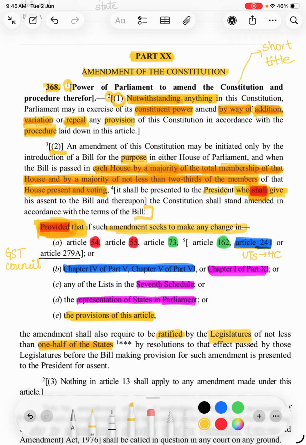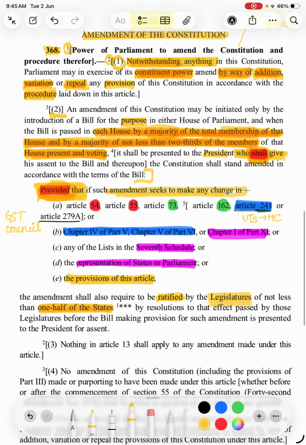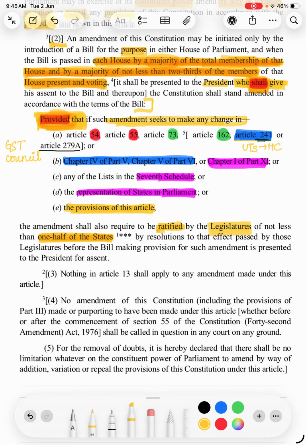So it says provided that if such amendment seeks to make any change in these areas from A to E, the amendment shall also require to be ratified. What do I mean by that word ratified? Approval. Ratified means approval. It's simple. Approval by the legislatures of not less than one half of the states. So half of the state legislatures have to approve that amendment. Then only that amendment will come into force.